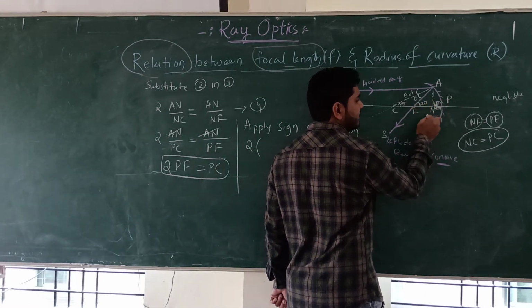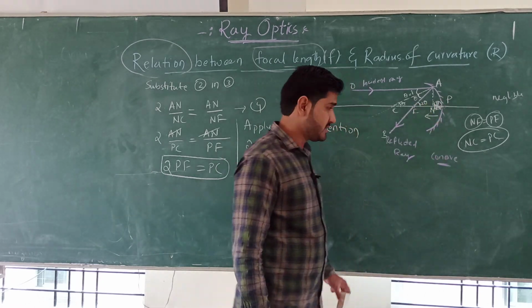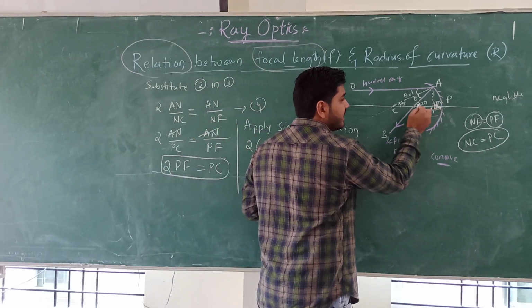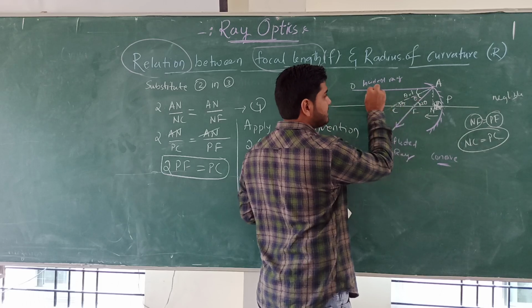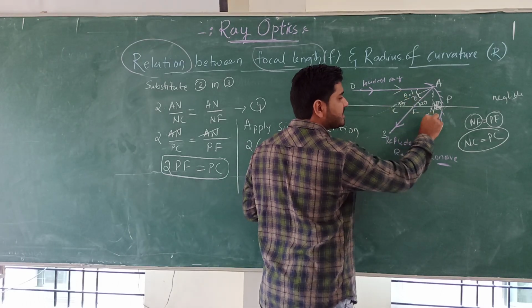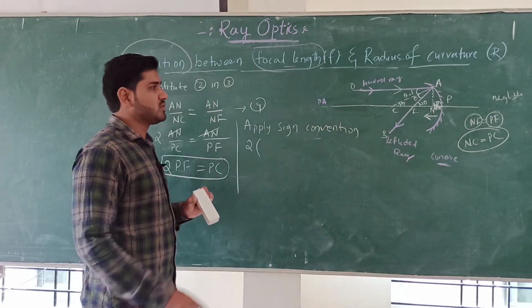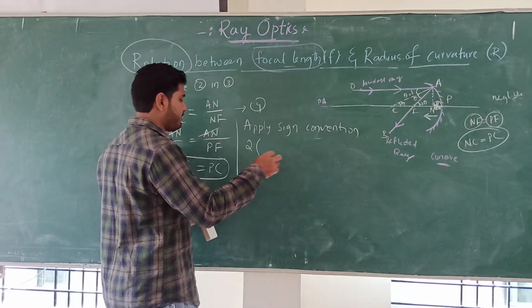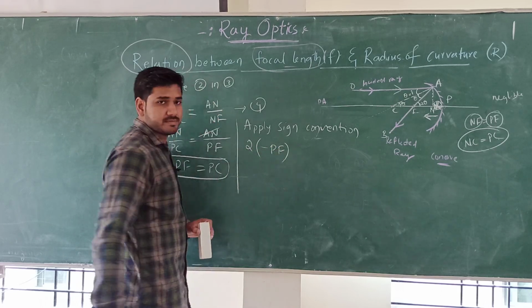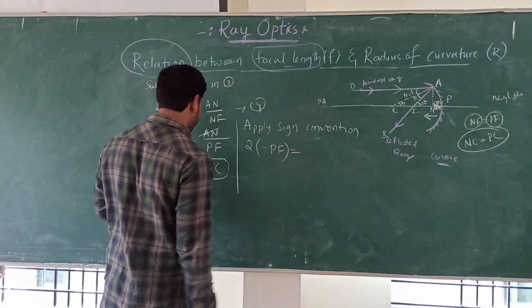Our direction of measurement is in this direction. Now we apply the sign convention. So from P to F, my incident ray direction is in this direction and my direction of measurement is in this direction. So they are in opposite directions. Therefore PF is nothing but minus PF, which is equal to PC.